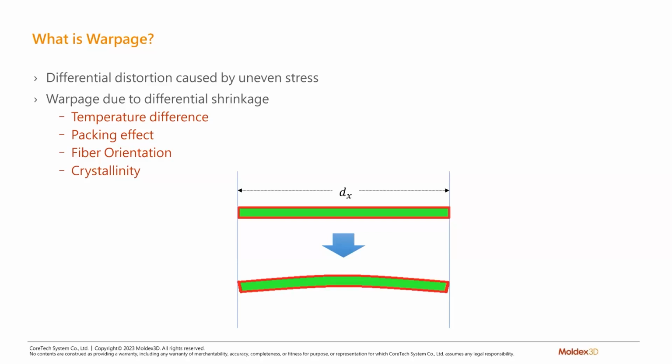So if those factors are not even in the part, it will cause uneven shrinkage, and that will lead to the warpage issue. But it's not easy to modify the temperature directly or modify the packing directly. So later we will explain what we can do to change the temperature distribution, the packing effect, or the others.